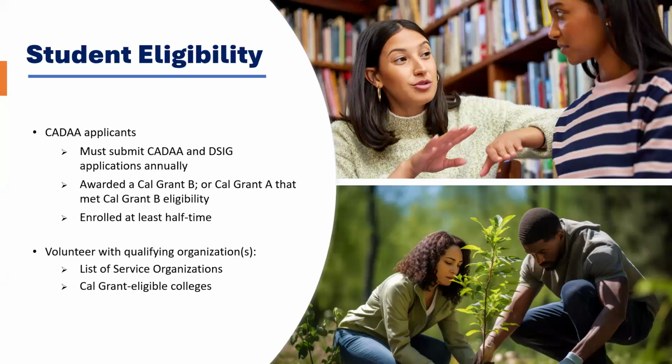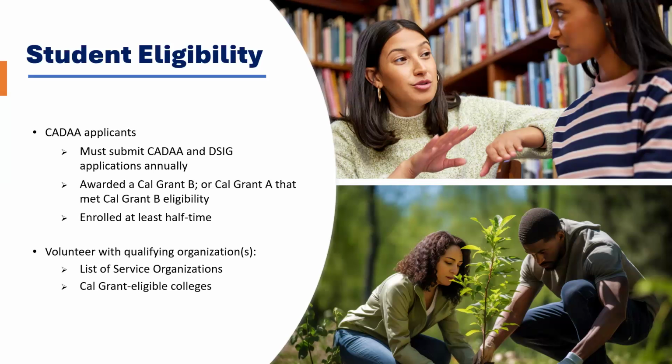Now, what are the eligibility requirements that students must fulfill in order to apply for the DSIG program? Eligible students must apply with the CADAA and the DSIG applications annually. They must attend a qualifying institution, have sufficient unmet financial need, which is at least $4,500 plus the unmet need required to have been awarded the Cal Grant B. And then they must complete community or volunteer service hours in that academic year.